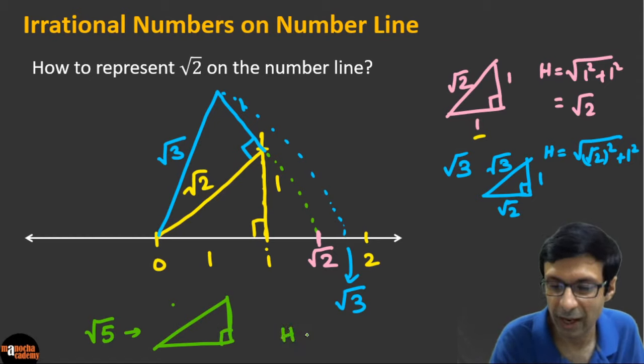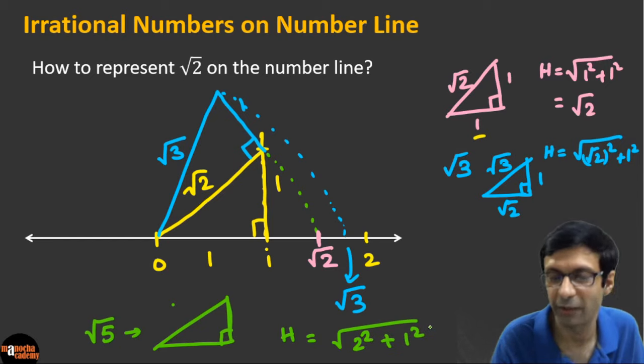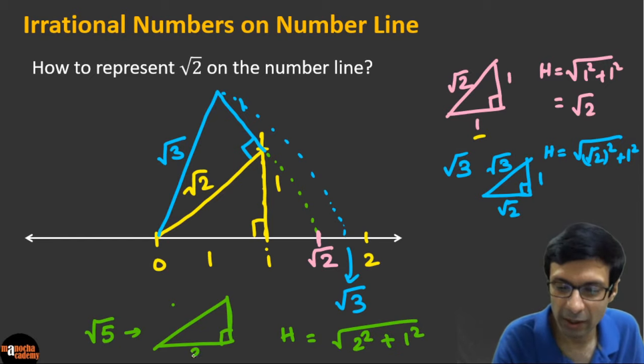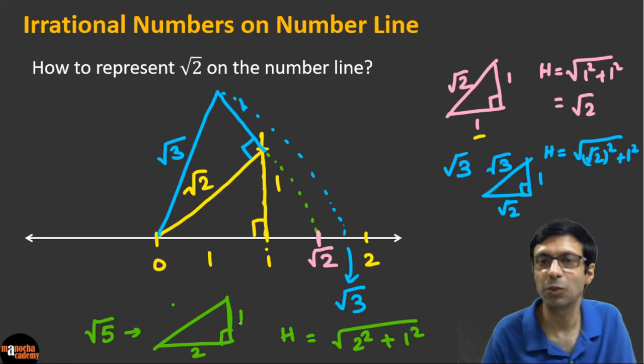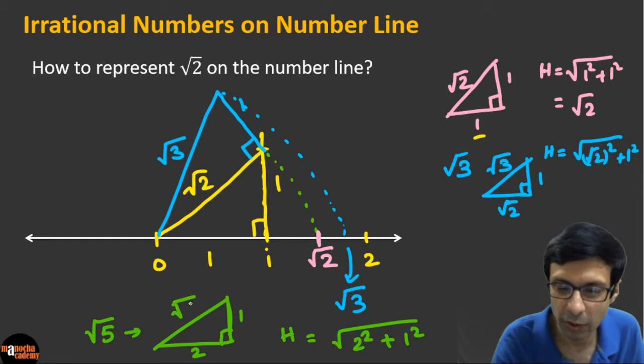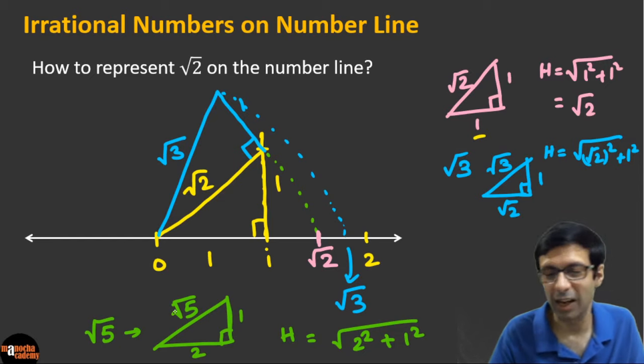So the hypotenuse for root 5 is going to be the square root of 2 square plus 1 square, right? Our sides are going to be 2 and 1 because 2 square plus 1 square is 5. So that's a simple way to get it, right? Again, we use another triangle.